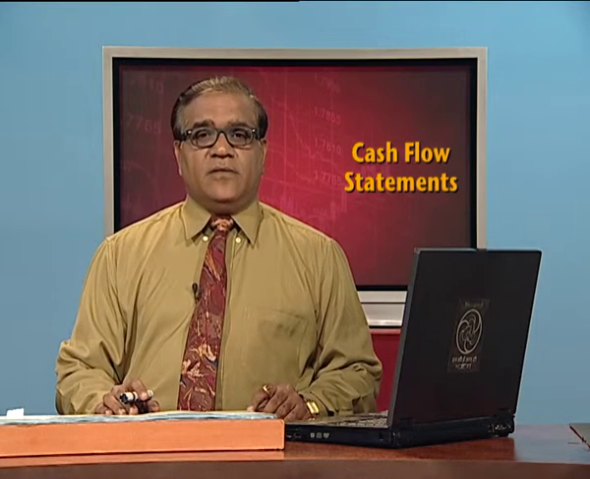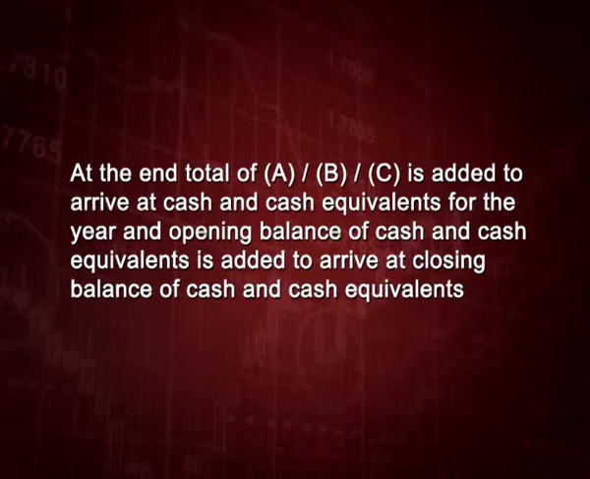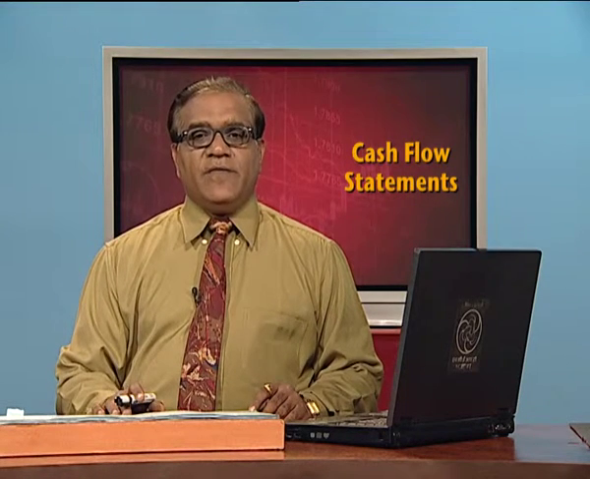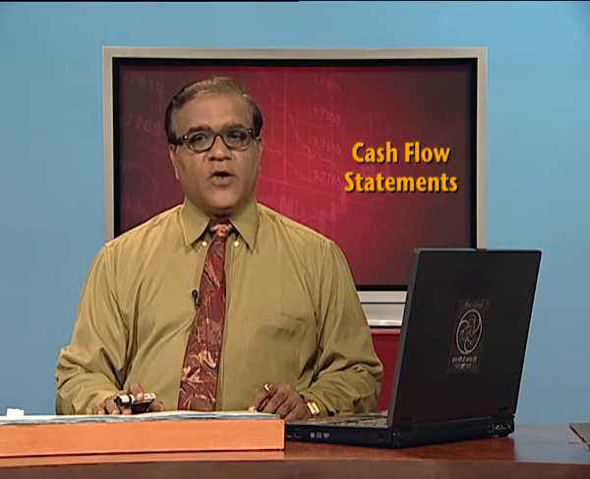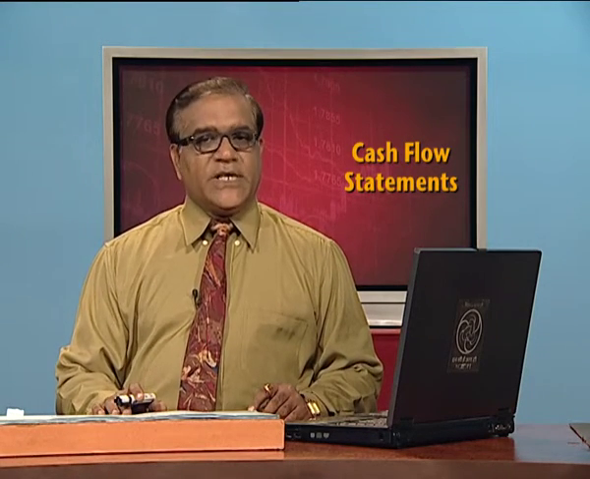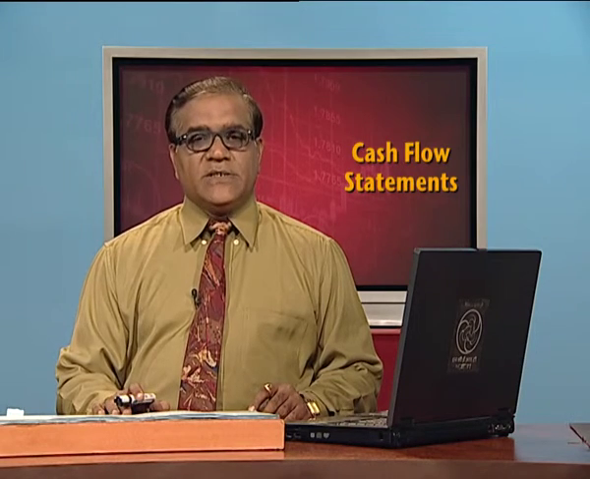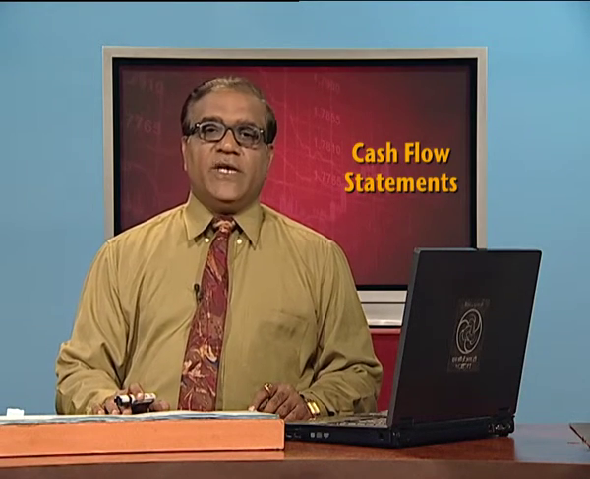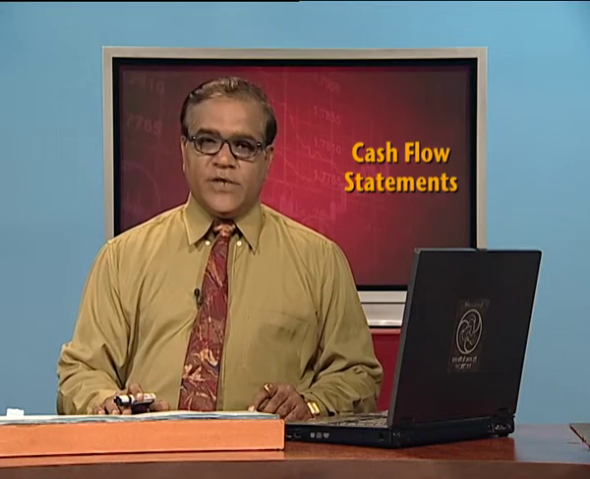At the end we will make a total of A, B and C to arrive at cash and cash equivalent for the year, in which we will add opening balance of the cash and cash equivalent, and then we will arrive at closing balance of cash and cash equivalent. In this way, we can verify it from the question itself, because the opening balance of cash and cash equivalent as well as closing balance is given in the balance sheet. So, we can verify our solution from there also.